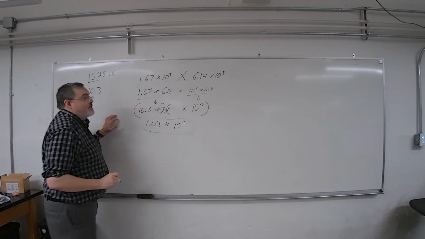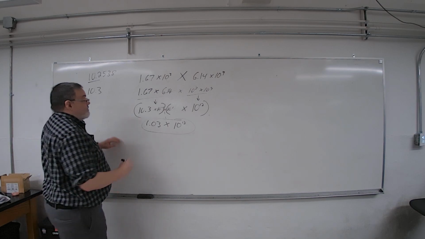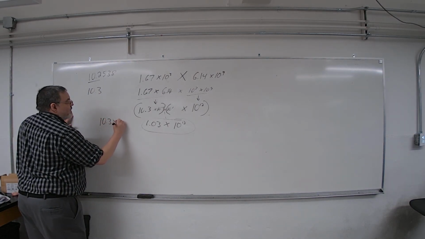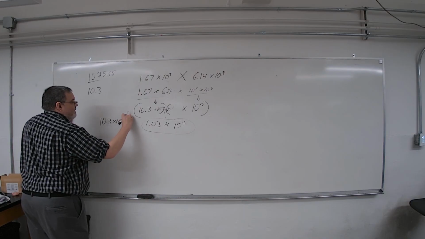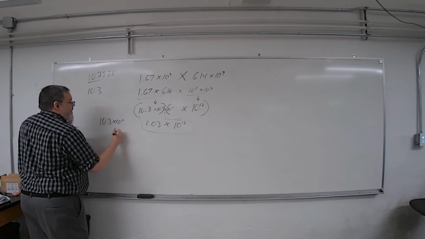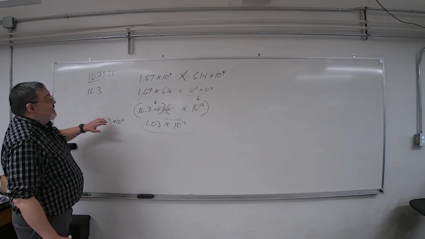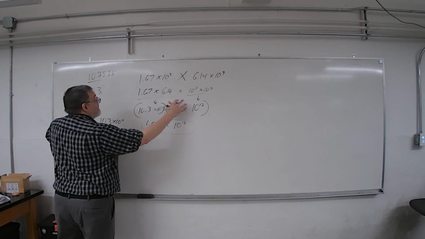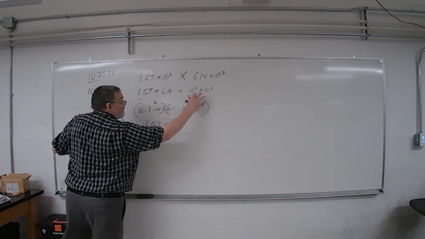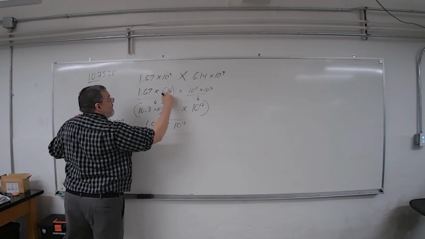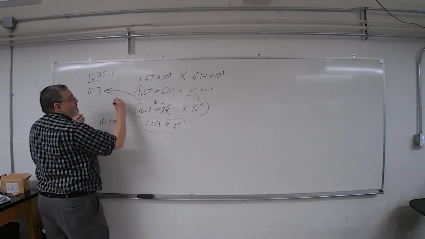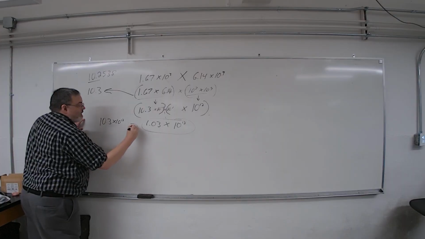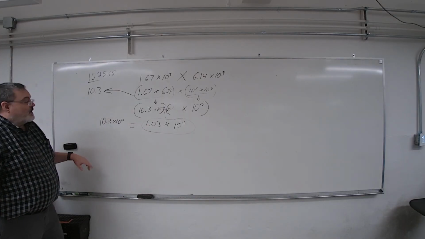And that's my answer in standard scientific notation. 10 to the 12. Okay. 10 to the 3 was this part. 10 to the 12 came from this part. This part gave me 10 to the 3. This part gave me 10 to the 12. And that equals this, 10 to the 13.